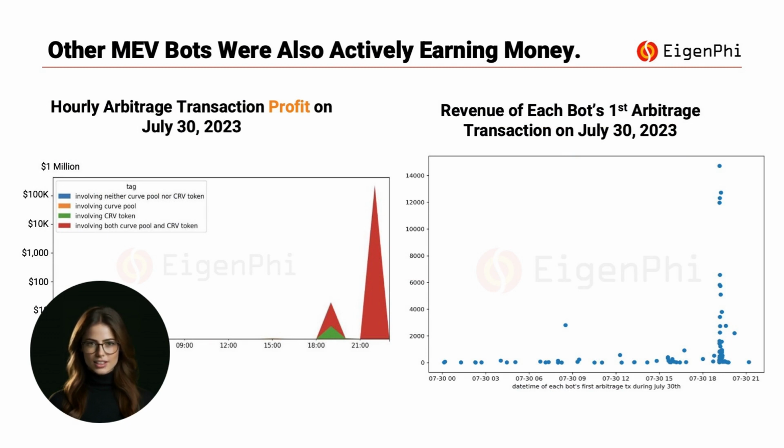According to our data monitoring MEV activities on the day of the Vyper exploit, arbitrage activities surged after 6 p.m., rapidly accruing nearly $1 million in profits. As the chart on the right illustrates, a single arbitrage transaction could generate up to $14K in revenue.